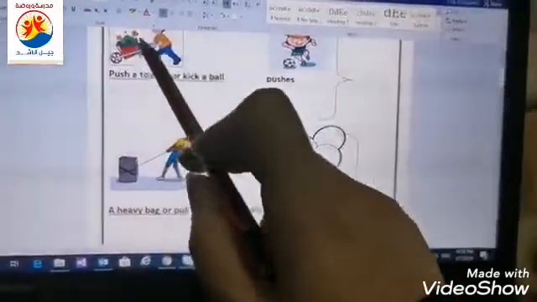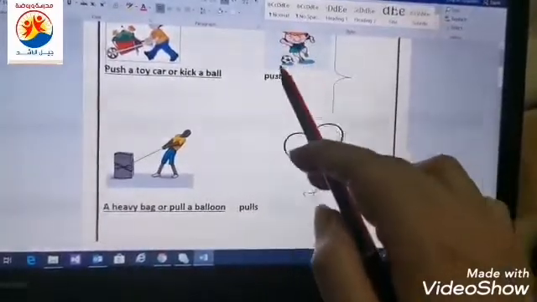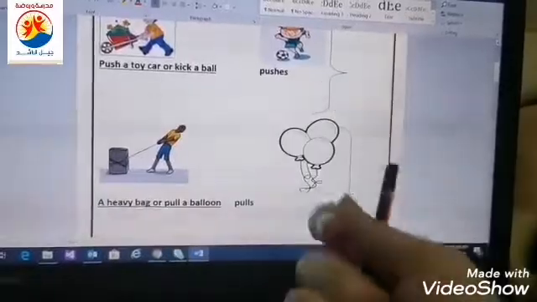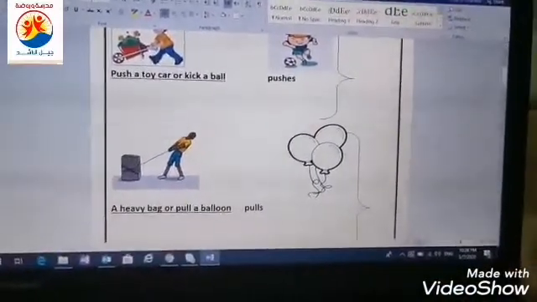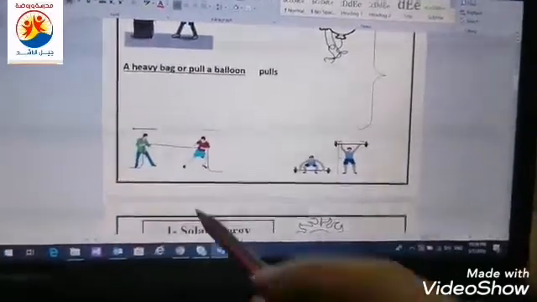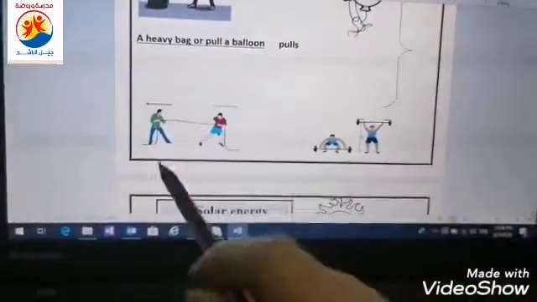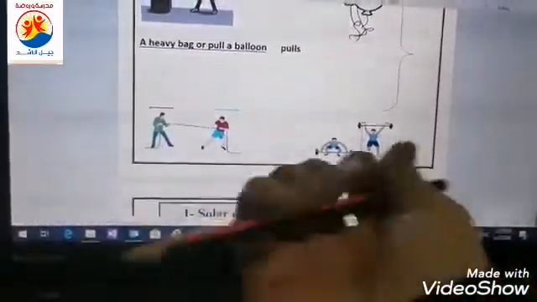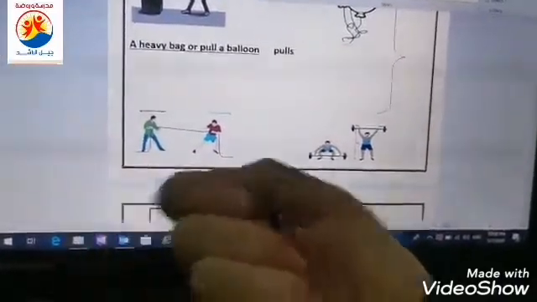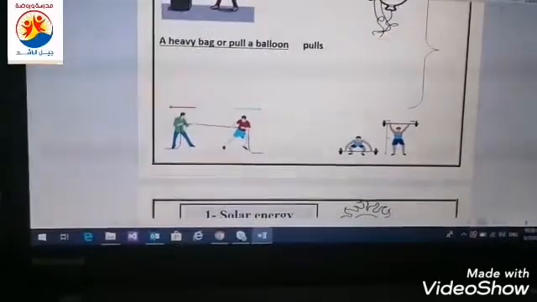Look here. He's pushing. Here, pushing. Here, pulling. And here, pulling the balloon. So these are all called forces. And here, look at these two men. He is pulling to this side and this one is pulling to the opposite side.